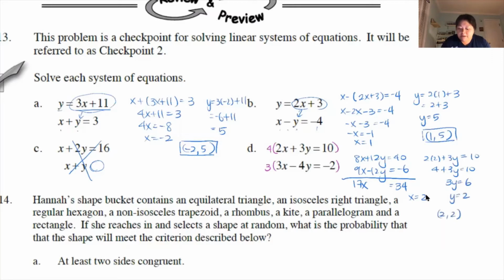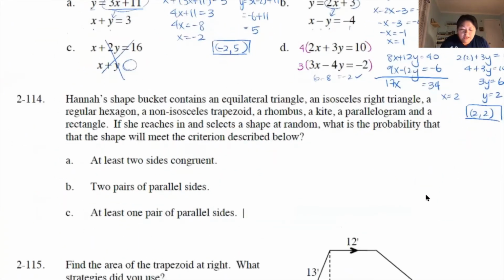Just double check it with the bottom equation. 3 times 2 is 6 minus 4 times 2 is 8. 6 minus 8 is negative 2? Yes. So my answer is correct. All right. Always go back and check your work. It doesn't take you more than a minute to do this, but it will guarantee that you have the right answer. Okay? All right.